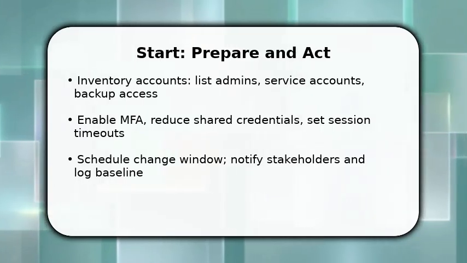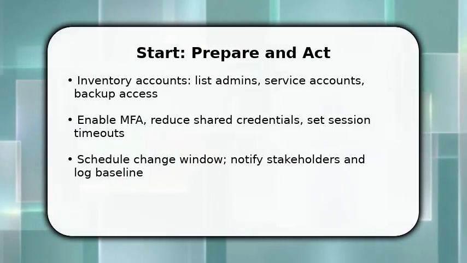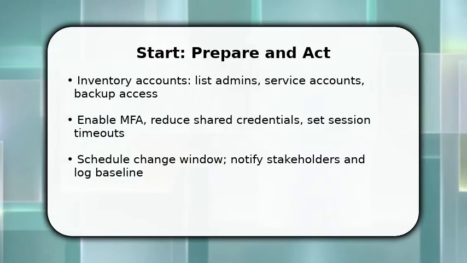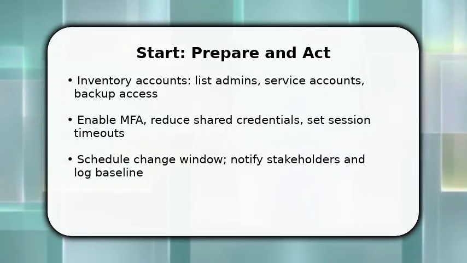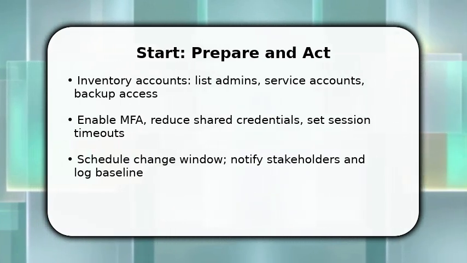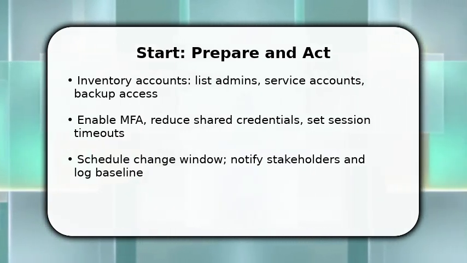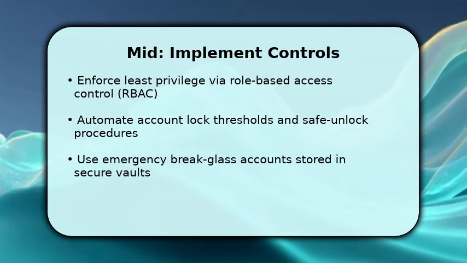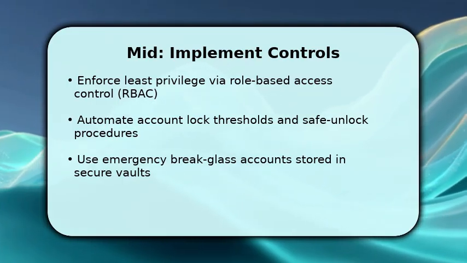Make sure to schedule a change window and notify stakeholders. This prevents surprise automated responses. You'll also capture a baseline log snapshot, so you can identify abnormal state changes quickly if something tries to force a lockout. Next, you implement the controls that stop a system from becoming irreversibly locked.